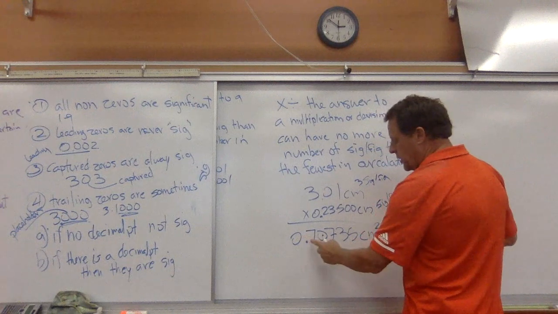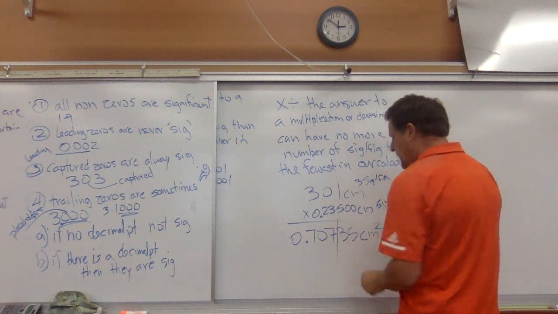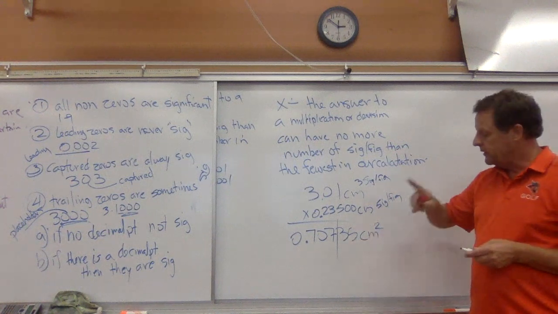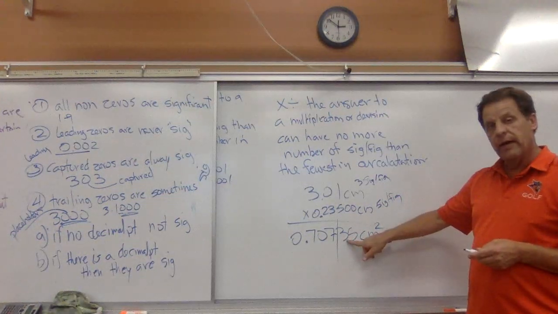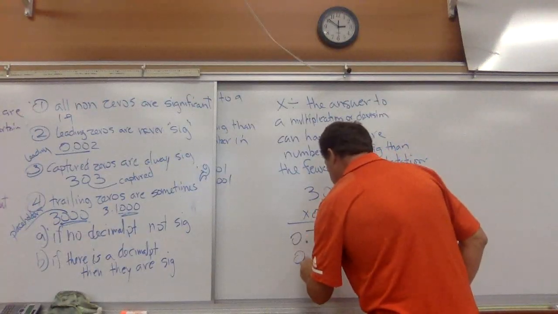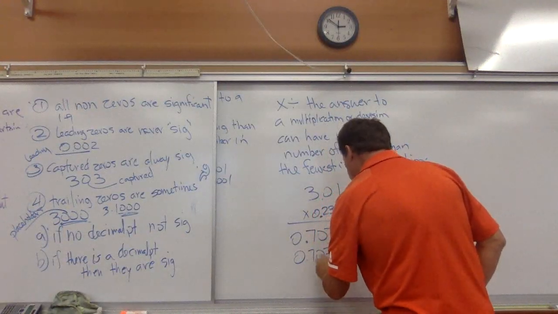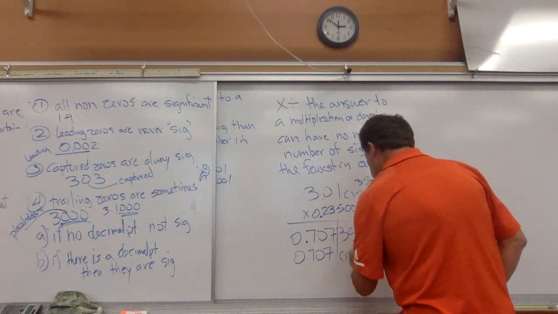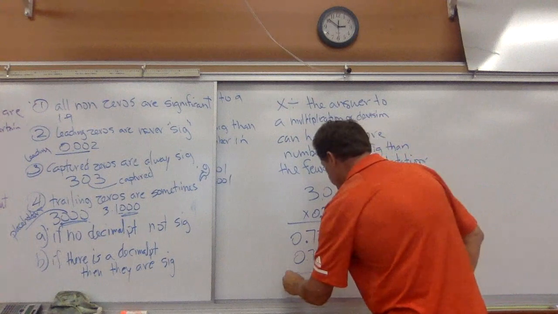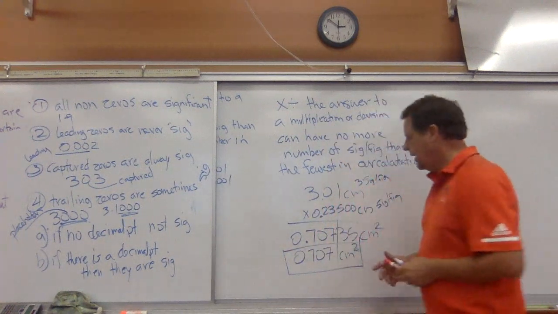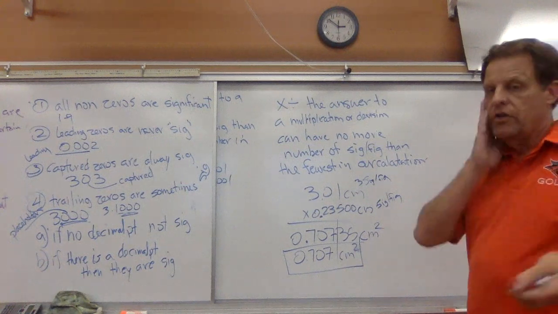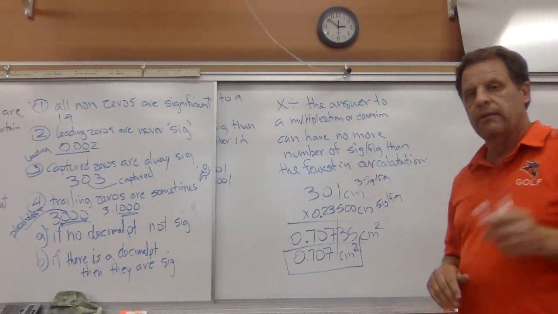So this 0 doesn't count, so we're going to go 1, 2, 3. And now we're going to look at this 3. This is where we have to round. Does that 3 round up or down? We say it rounds down. And so our answer is going to be 0.707 centimeters squared. Okay, and that is how you round when you multiply and divide. Division is kind of the same thing.